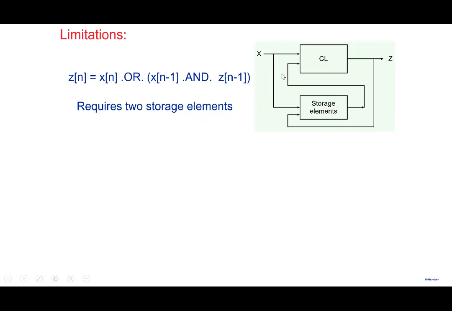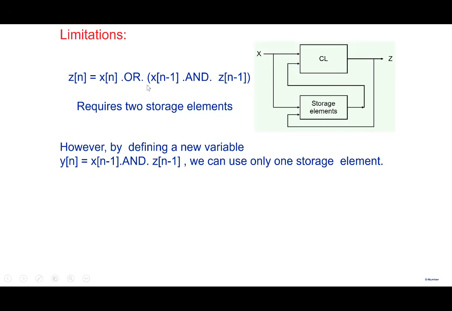The storage element will store the past values of x and the past values of z. So here we have to store the past value xn minus 1 and we have to store zn minus 1. So we require two storage elements. But we also realize that this is unnecessary because we can define a new variable, yn, equal to xn minus 1 and zn minus 1.